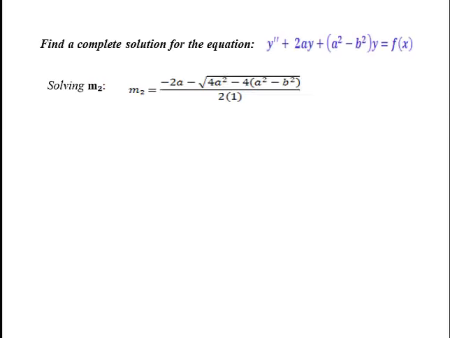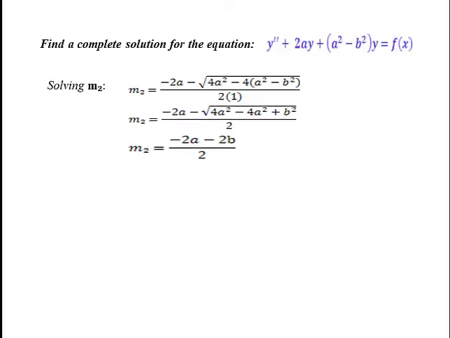For m sub 2, we have negative 2a minus square root of 4a squared minus 4 times quantity a squared minus b squared over 2 times 1. And we get m sub 2 equals negative a minus b.